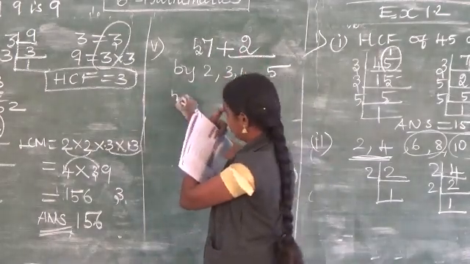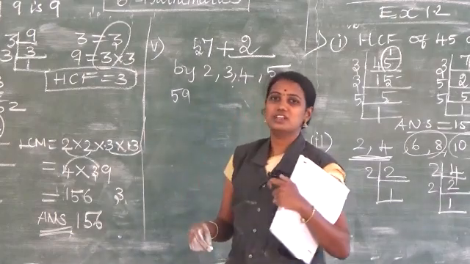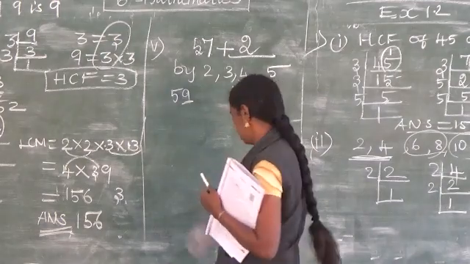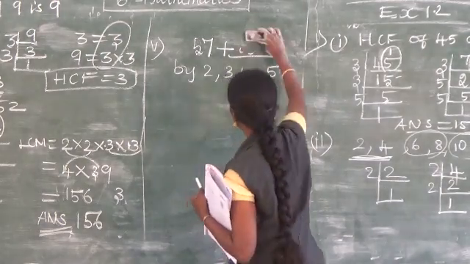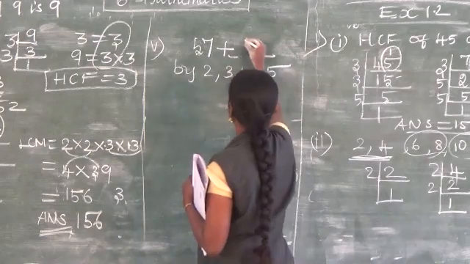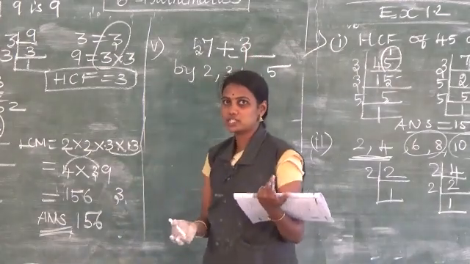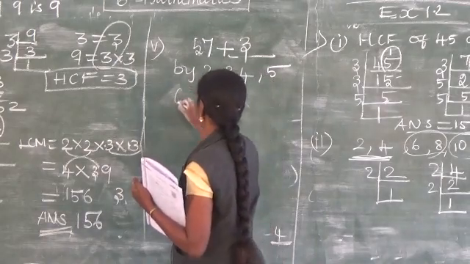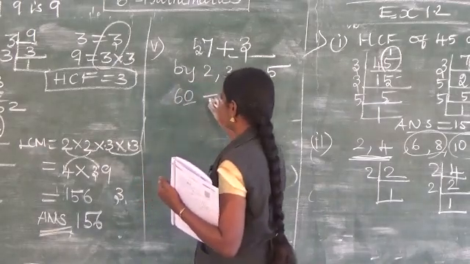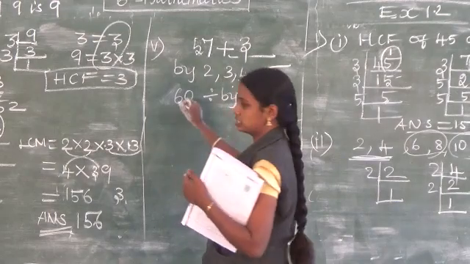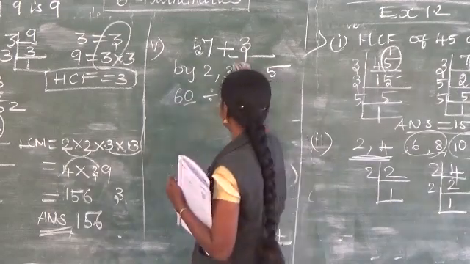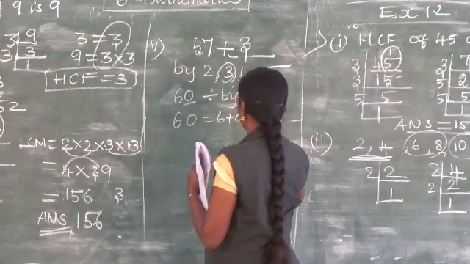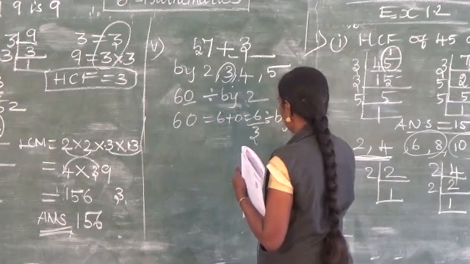57 plus 2 is 59. Will 59 be divisible by 2? No, because it ends with an odd number. So the least number may be 3. We are checking the least number. We don't know it, so we start from 1. Now 57 plus 3 is 60. 60 is divisible by 2 because it ends with an even number. Next 3: 6 plus 0 is 6, and 6 is divisible by 3.